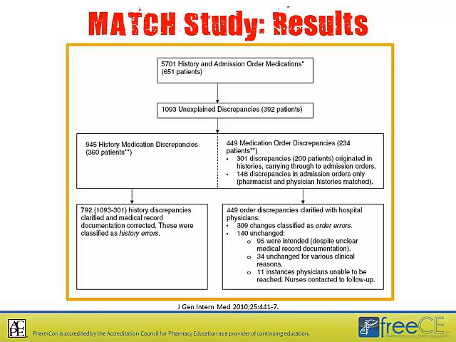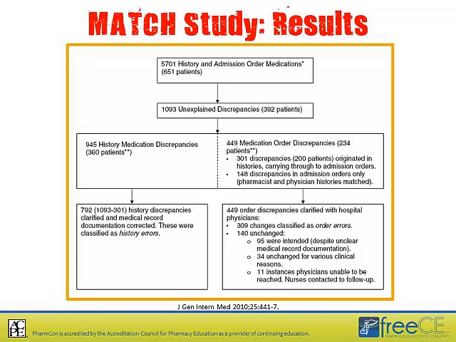This makes sense. You think about the patient who comes into the hospital and is hypotensive because they've got an infection or something else going on, and you would hold those antihypertensives in that setting. So there are times where there are purposeful items that occur as part of medication reconciliation, where medications are not continued but held for the safety of the patient. 34 of these were unchanged for various clinical reasons, and in 11 instances the physician was unable to be reached.